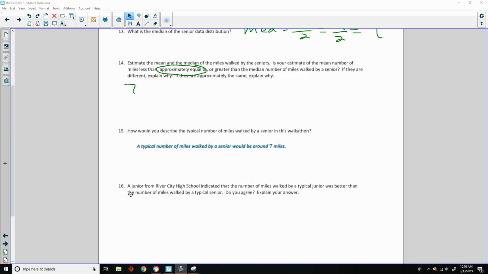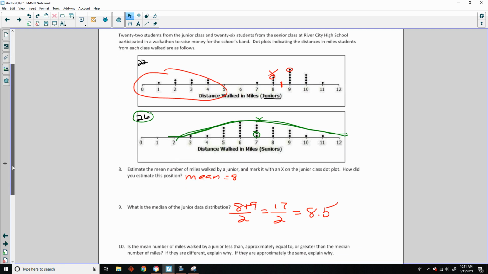Number 16, a junior from River City High School indicated that the number of miles walked by a typical junior was better than the number of miles walked by a typical senior. Do you agree? Okay, so they're saying the junior's typical walk was better. So the seniors, it was a more even data distribution. Juniors was skewed left, clustering up to the right.